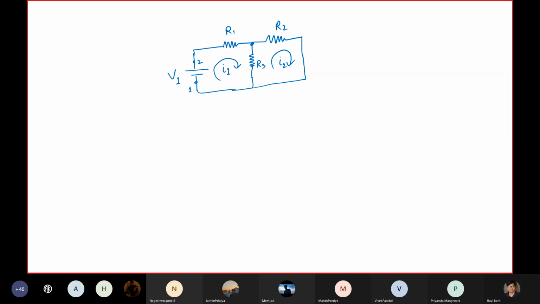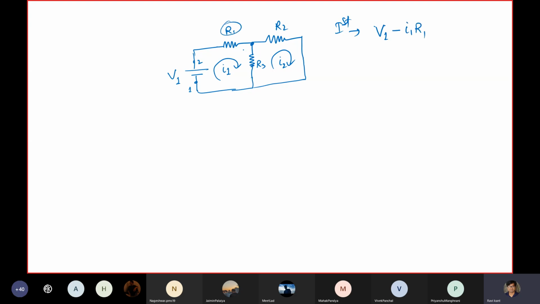Okay, in the circuit from here. So in the first circuit, I will write the voltage jump, so V1, then the voltage loss, so I1 times R1 I will write.